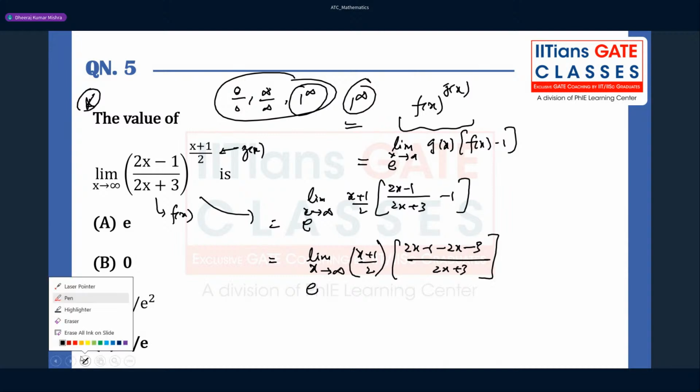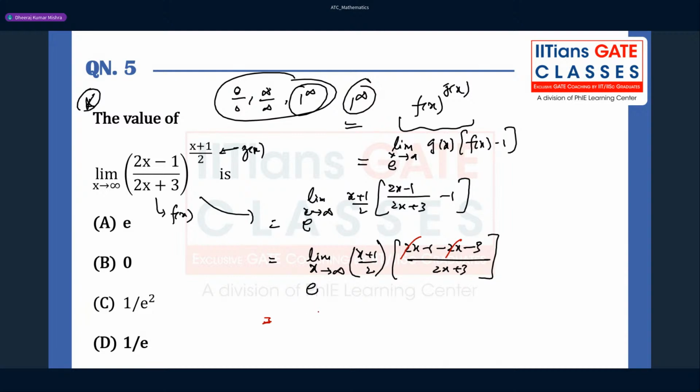So till this point everything is okay. The first thing is you have to look for what kind of indeterminate form they have given, and accordingly you have to decide which concept to use. It looks easy, but you have to do it like this. Now here 2x is gone, and you will get minus 4 here.